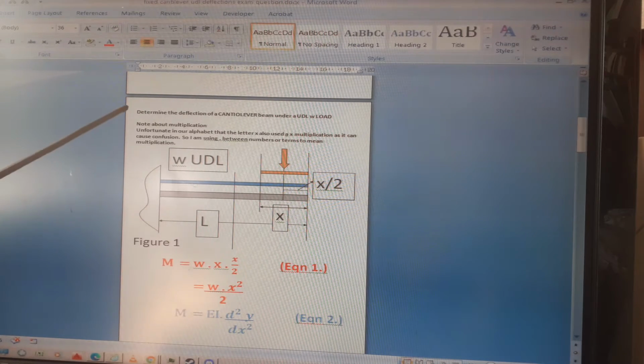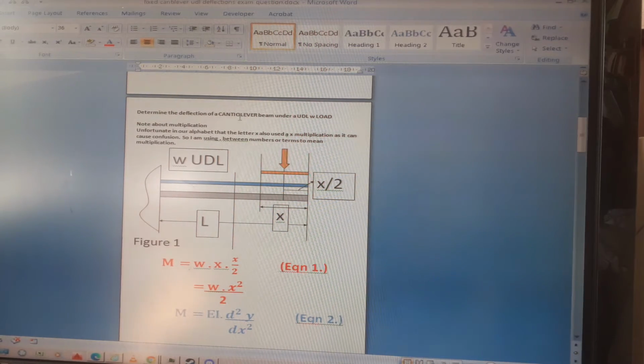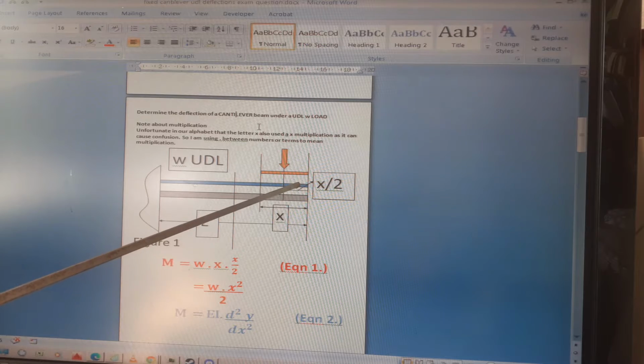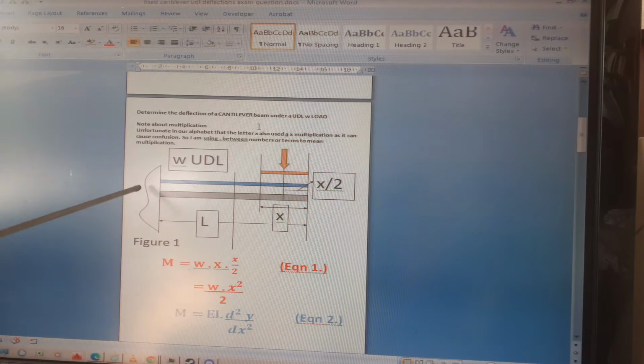So the purpose of this is to determine the deflection of a cantilever beam under a UDL W load. On my diagram, this is the beam section, this is the fixed end support, and the UDL in blue goes across the whole beam.